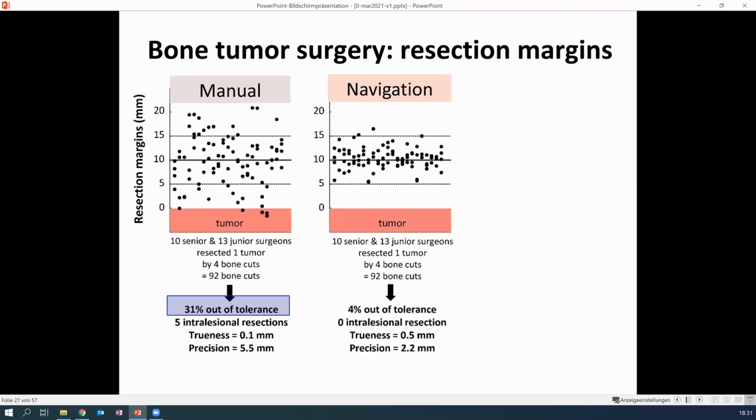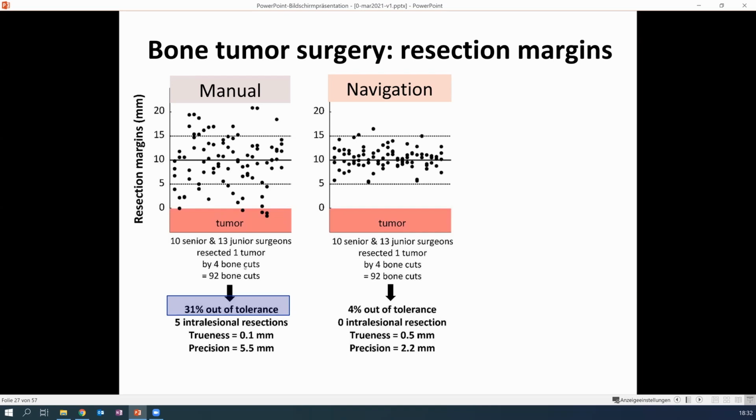This is a cadaver study with different ones. What you see here is the margins that I showed you. The one below is the tumor, too little, and the one above is too much. And the target was set to 10 millimeters, 1 centimeter. This is about long bones. It's important to say, we're talking about tumors in long bones. So this is what you see. There were 10 senior surgeons and 13 junior surgeons.